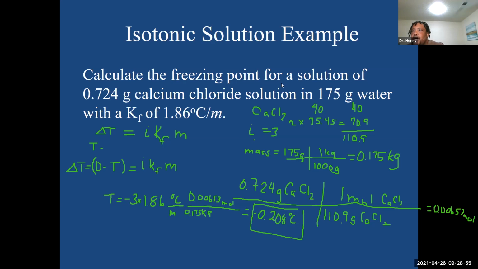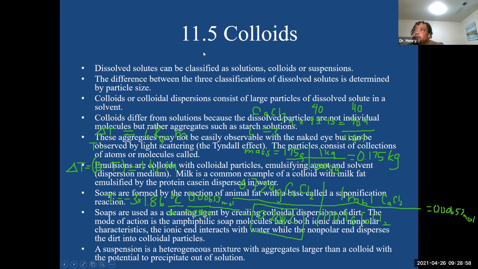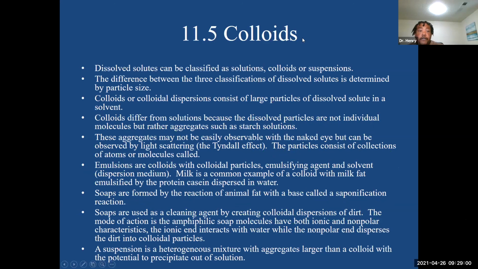Okay, so the last slide of this chapter is about colloids. At this point, we kind of talked about our solutions. When we have solutes, we could have 3 types of things. We could have a solution, we could have colloids, or we could have a suspension. So solutions basically are dissolved in the solvent, right? And you guys will see that, like when we add salt and water, it's dissolved.